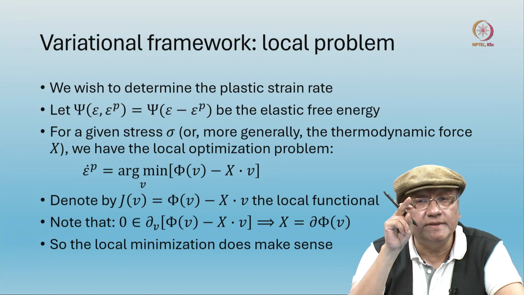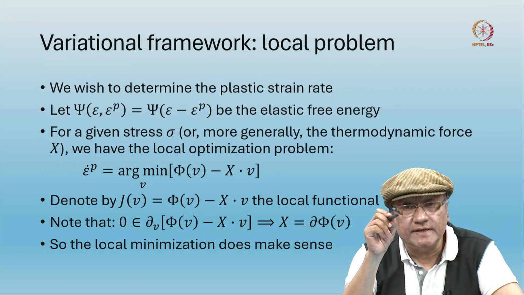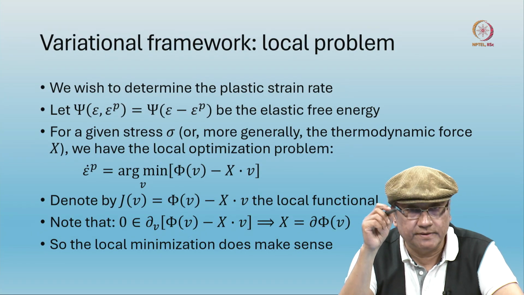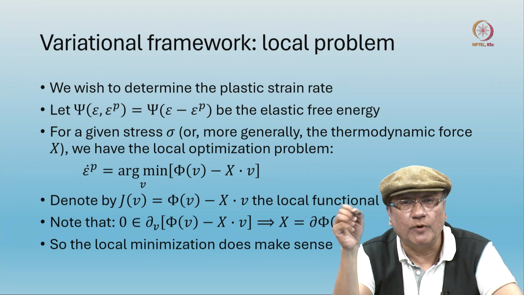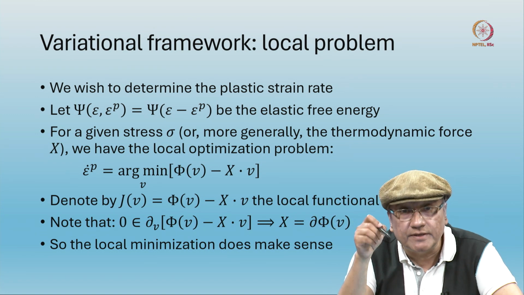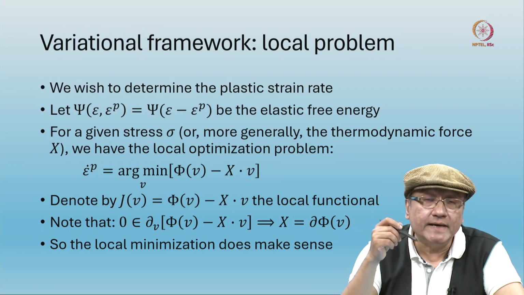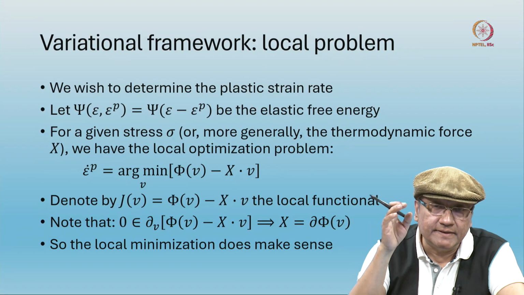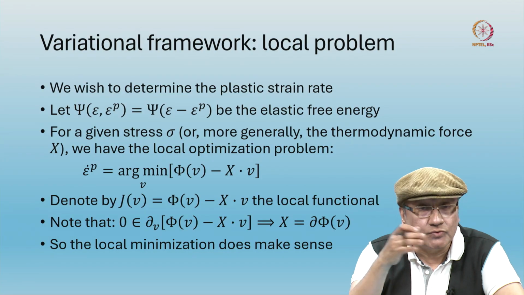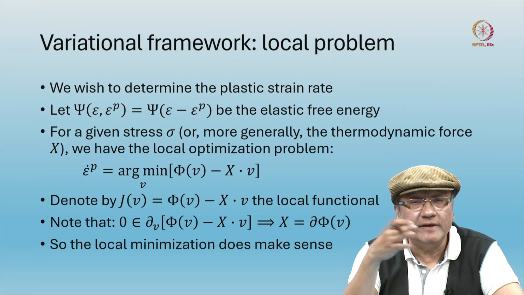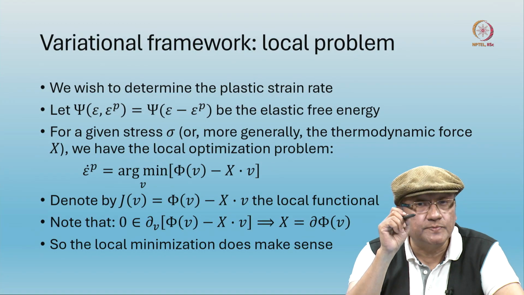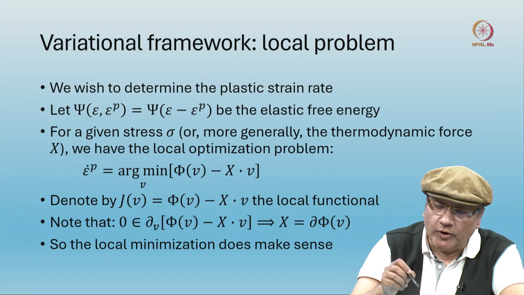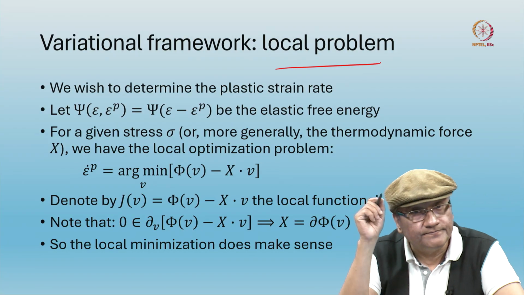Now, determining this alpha or epsilon p dot is the first problem. It is a local problem in the sense that you do it at every material point. In a finite element setup, you do it at every Gauss point, that is every point where you do integration. So, that if you update at the Gauss point, you can use that information to do integration later on to arrive at global quantities. Because you do it at every point, it is called a local problem.